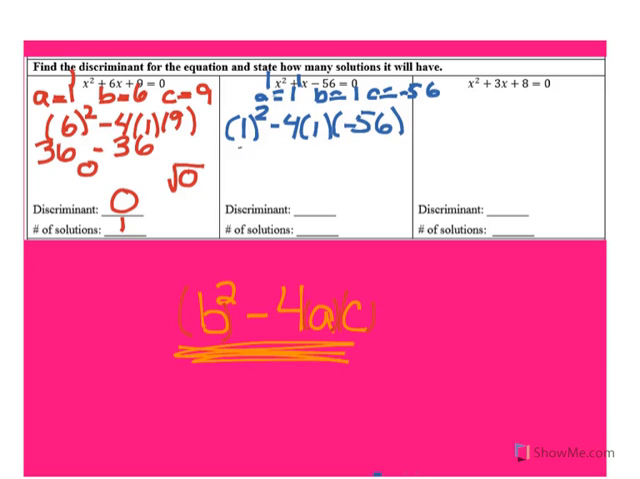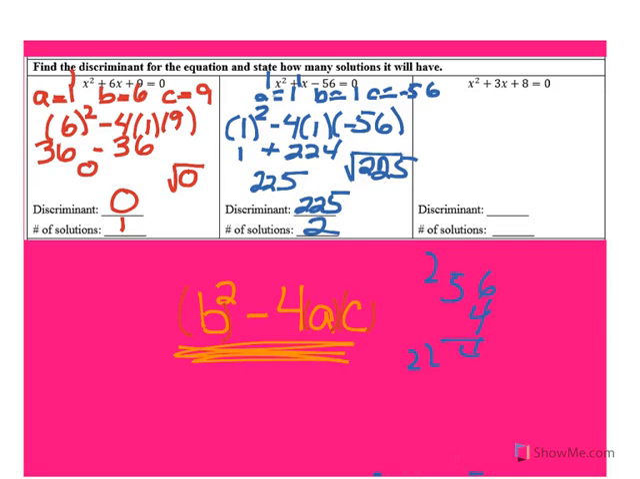So we're going to have 1 squared is 1, and then we've got 4 times 1 is 4, and then 4 times 56 is 224. But a negative times a negative would be a positive. So 1 plus 224 is 225. So the discriminant is 225. If we picture that number sitting underneath a radical, there are two numbers that multiply together to equal 225. It's a positive 15 and a negative 15. So because this is a positive number, that means there are two solutions.